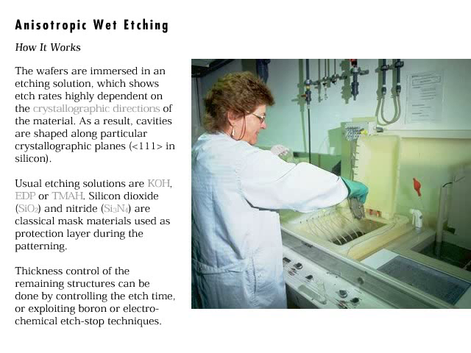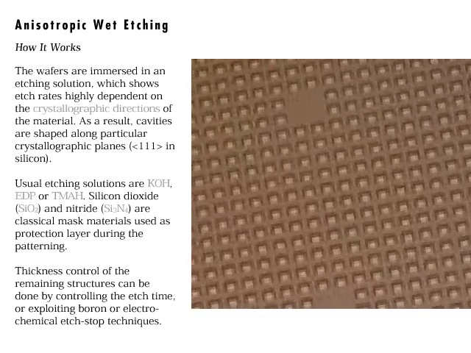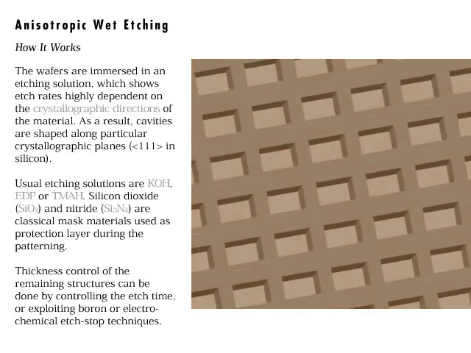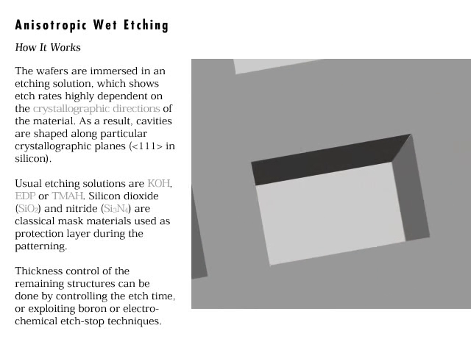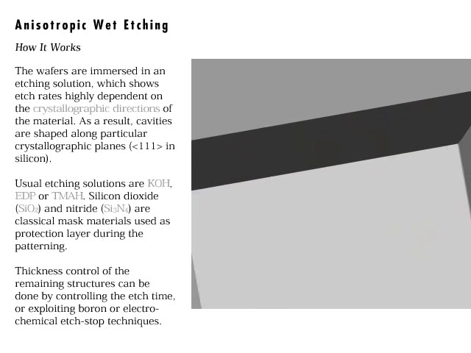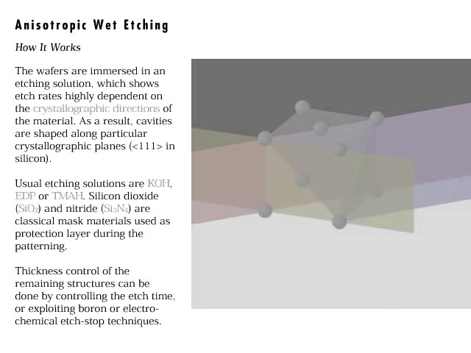The wafers are immersed in an etching solution. Specific areas of the surface are protected by a mask layer. In the opening of the mask, the etching solution reacts chemically with this single crystal material. The etch rate is highly dependent on the crystallographic direction of the material.